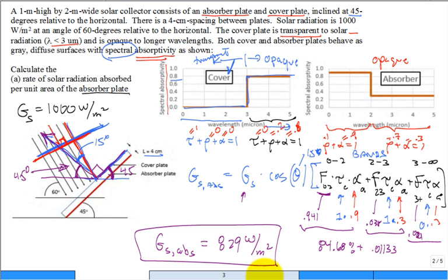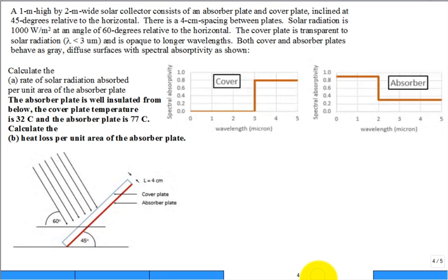Any comments or questions on part A? Let's move to part B. So part B says the absorber plate is well insulated on the back side, and the cover plate temperature is 32 degrees C, and the absorber plate temperature is 77 degrees C. And now they want to say, what is the heat loss per unit area of the absorber plate?